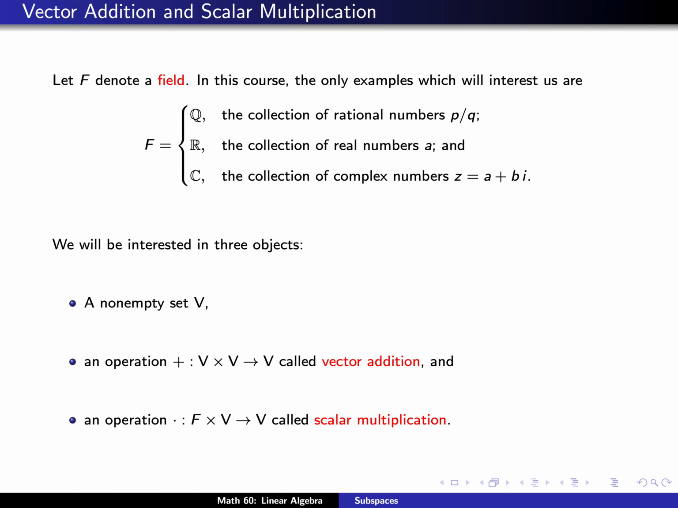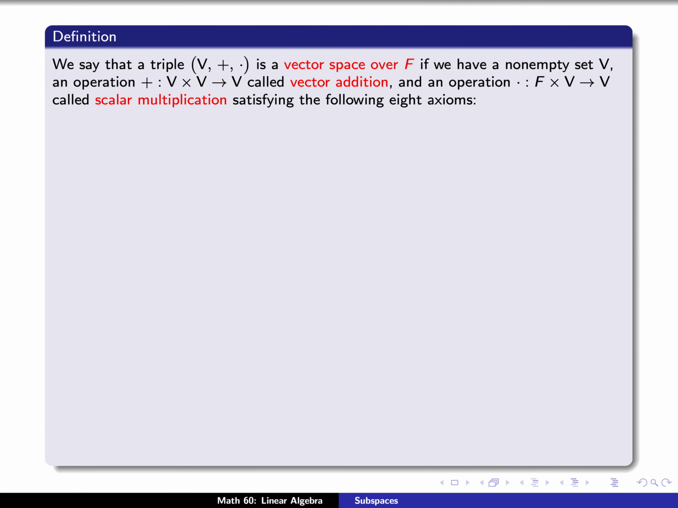We're going to be interested in three objects. First, a non-empty set V. Second, an operation plus that will be called vector addition. This will take two vectors, call them x and y, and return a third vector that we'll denote as x plus y. And finally, an operation dot that will be called scalar multiplication. This will take a number, say call it c, as well as a vector x, and it'll return c times x. Given these three, we'll define a vector space over F as a triple satisfying the following 8 axioms.